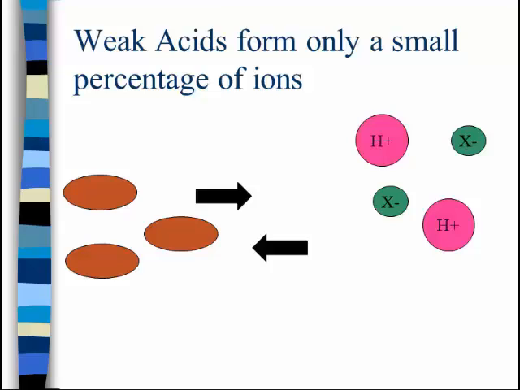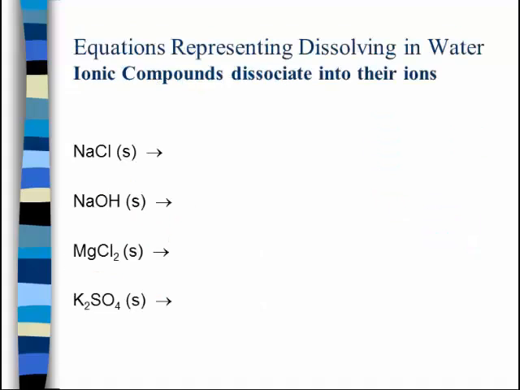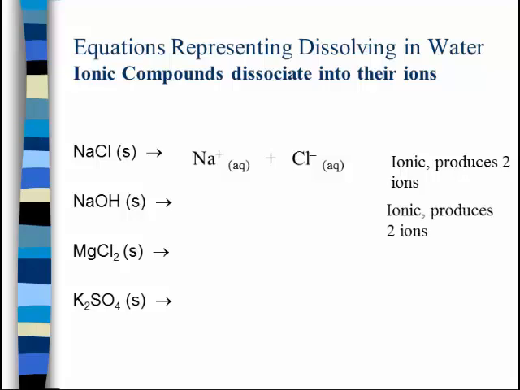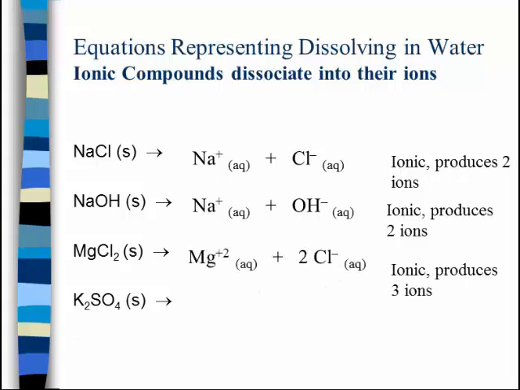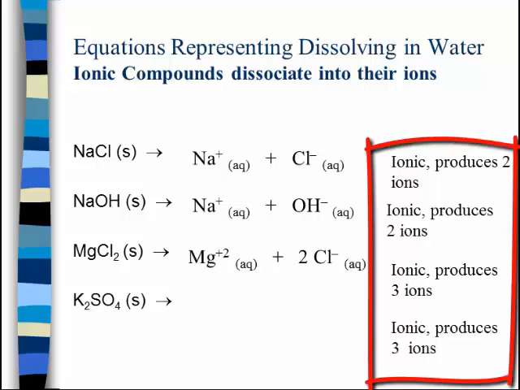So now let's try to actually produce equations which represent dissolving. These are all ionic compounds, and ionic compounds will always dissociate into their ions. In each case, the ions that they produce will be the same ions from which they were formed. We also are paying some attention to the number of ions that we'll get, because later we'll study something called colligative properties, which depend a great deal on the number of dissolved particles and not so much on their identity.